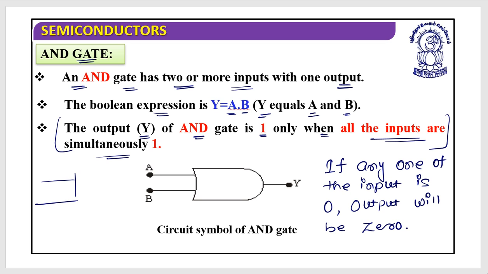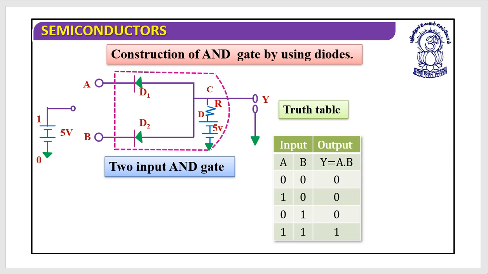And this is the AND gate symbol. This is A, this is B. Here we can provide the inputs. This is Y. I hope this is clear. Is it clear? Great. Let's have a look at the construction of the AND gate and the truth table of the AND gate. First, let's look at the truth table.